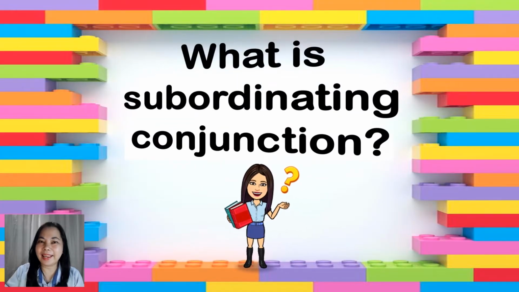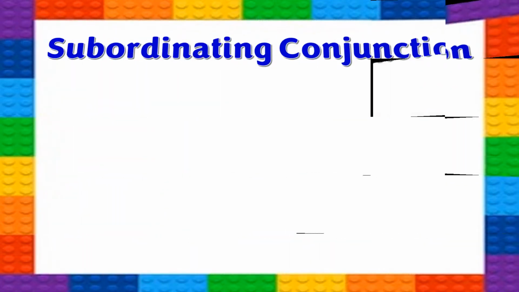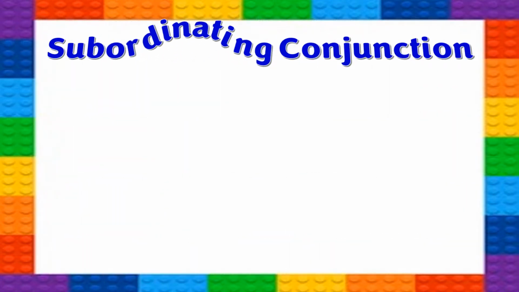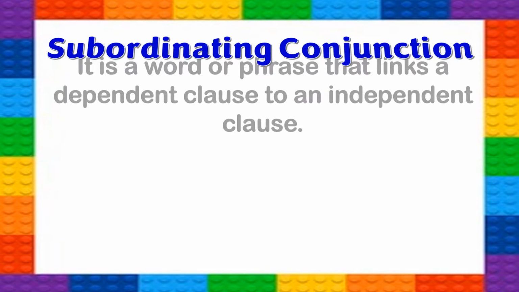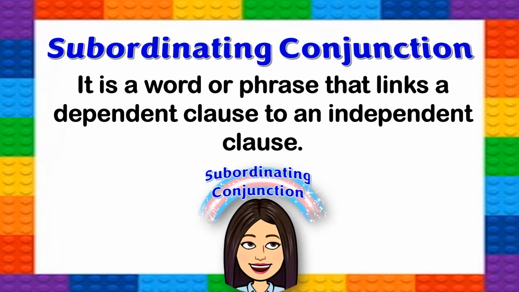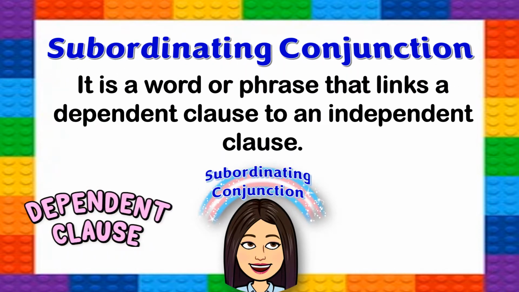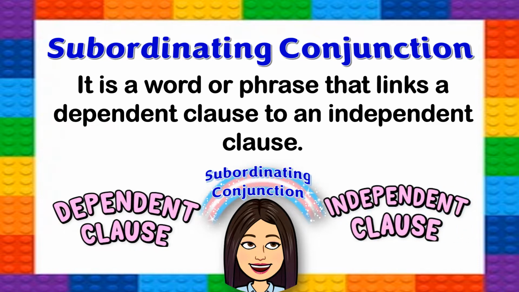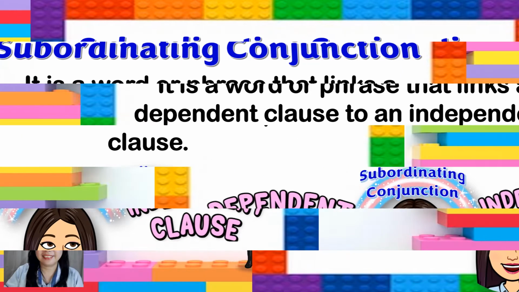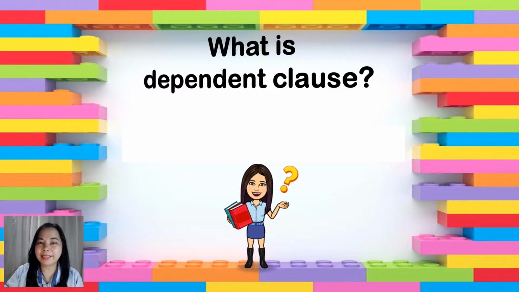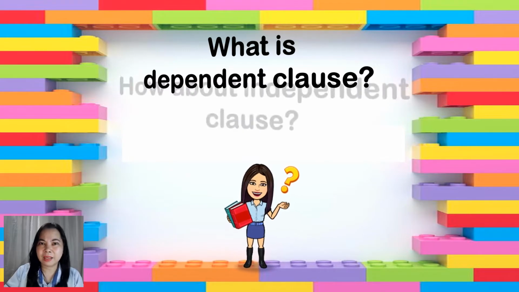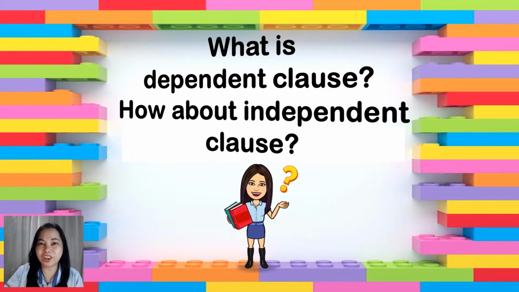What is a subordinating conjunction? A subordinating conjunction is a word or phrase that links a dependent clause to an independent clause. What is a dependent clause? How about an independent clause?